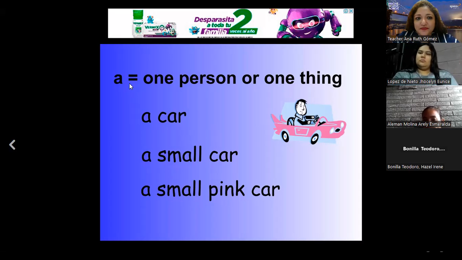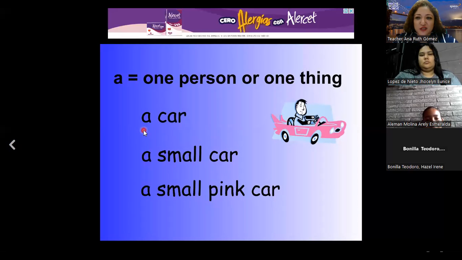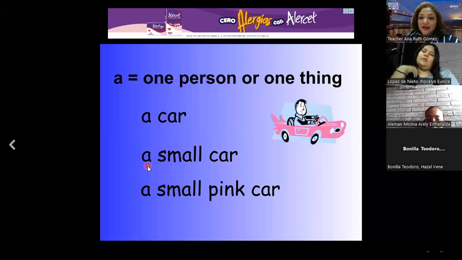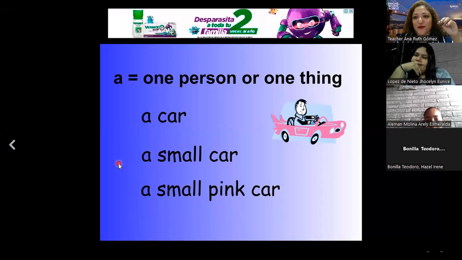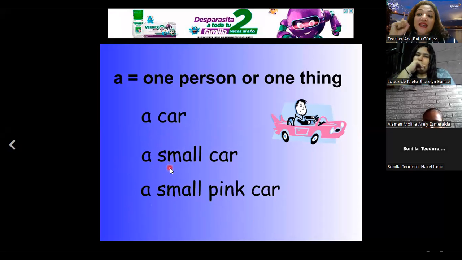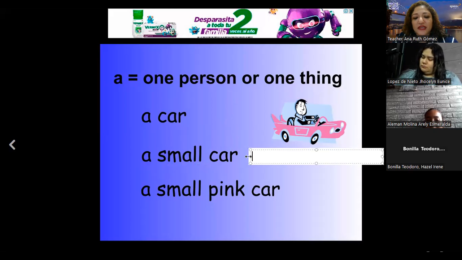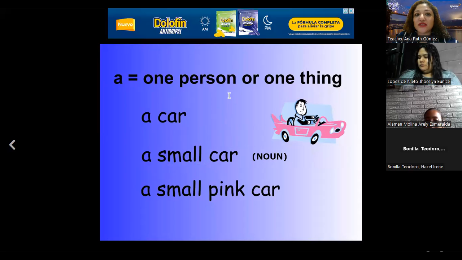Now, the meaning of a in English is one person or one thing. For example, a car. What is the meaning of a car in Spanish? Un carro. Exactly, very good. And if you say, for example, a small car. Un carro pequeño. Exactly, a small car. And if I say a small pink car. Un carro rosado pequeño. Remember that in Spanish we say un carro rosado, but in English we say a pink car. Now, when we have adjectives, in English, primero va el adjetivo y después el sustantivo. In English, sustantivo is noun. Cuando ustedes me escuchen decir noun, es que me estoy refiriendo a sustantivo, ¿ok? So, a noun.